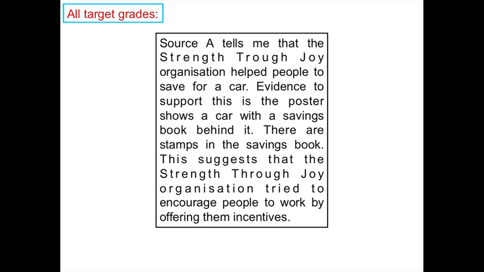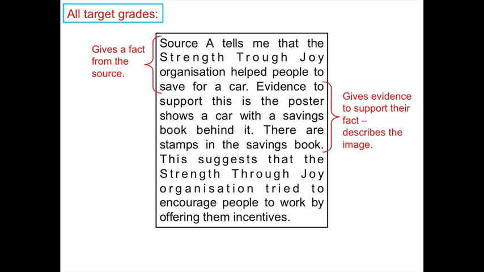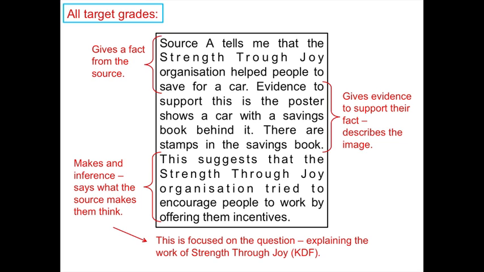Let's have a look at the examiner's annotation. The answer starts off by giving a fact from the source. It's then supported by evidence. In this case, they've described the image, the car and the savings book. And then they have made an inference. They've said what this suggests to them. And you can see the inference is focused on the question. It's explaining the work of Strength Through Joy. The examiner would give an answer like this, 4 out of the possible 4 marks.